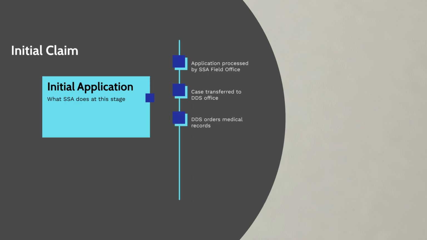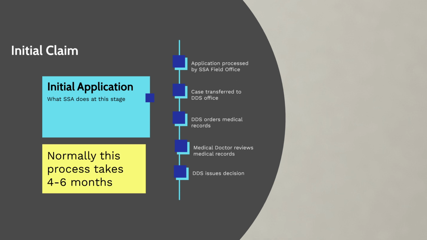And so as part of that analysis, they will order all your medical records that you listed on your initial application. Then they'll take the medical records and send them to a medical doctor to have him review and offer an opinion about your limitations. And finally, they will issue a decision in the case. Now, normally this process will take 4 to 6 months. However, I have to say that sometimes this does vary.